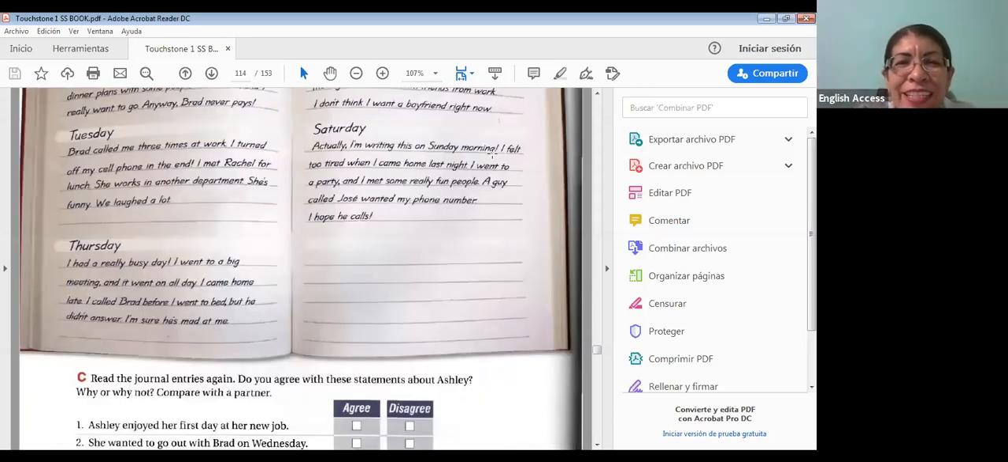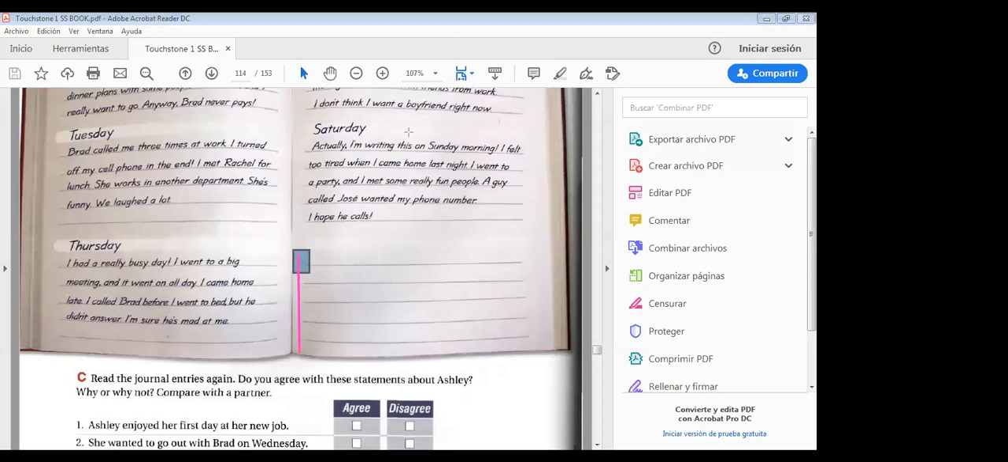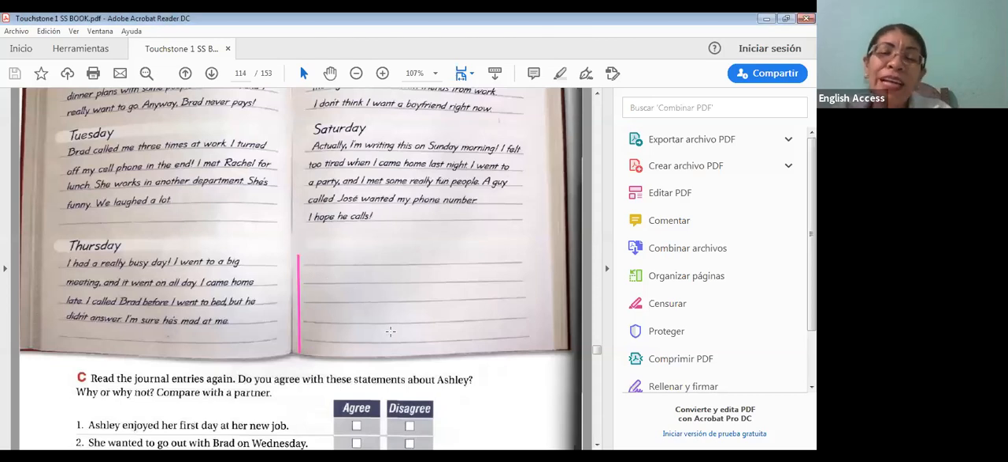Okay, pay attention to this exercise, Luis. As you can see at the end of the journal, here you have a blank space. Can you see this part? Yes. Okay. So what you're going to do, Luis, is imagine that you are Ashley. Here she's saying, I'm writing this on Sunday morning. And she's saying that she met some really fun people and a guy called Jose wanted my phone number. I hope he calls. Here, you're going to write down Sunday, okay? That is going to be your title here.